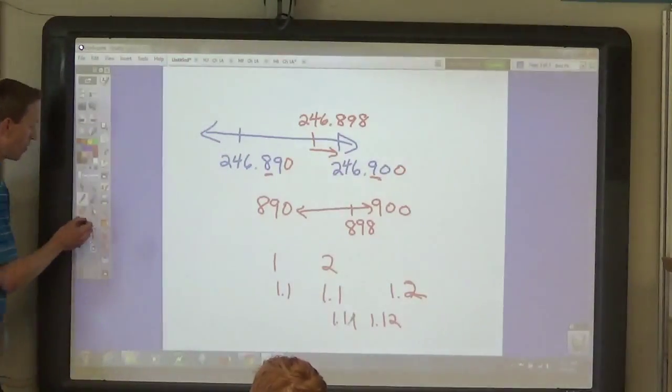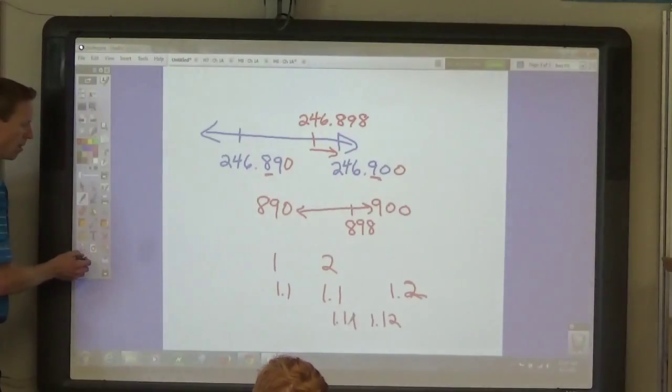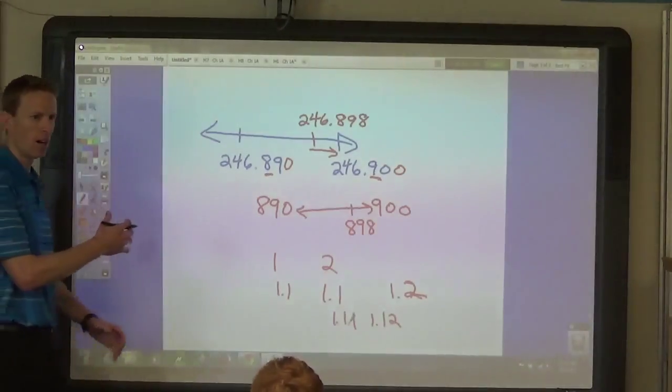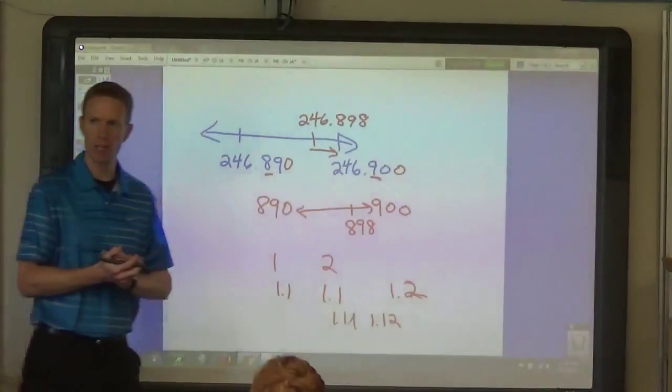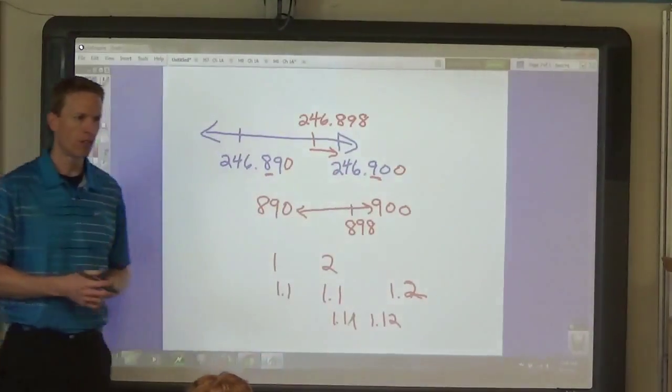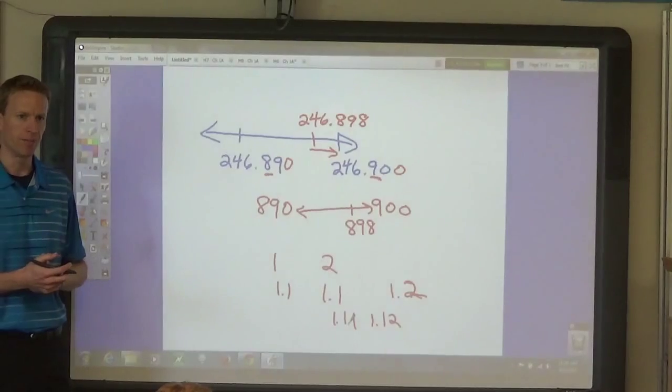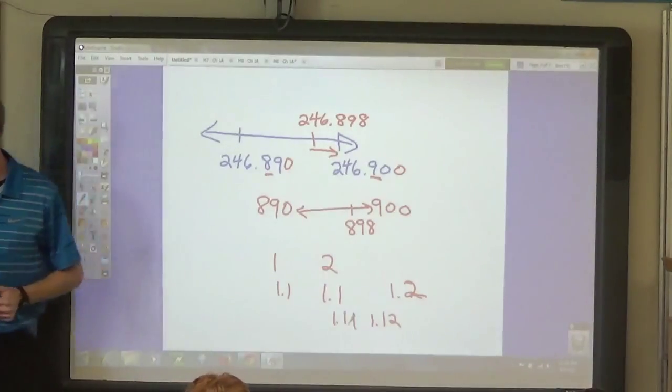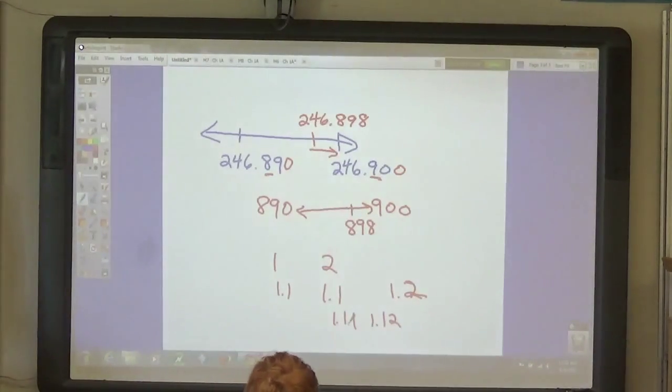So that helps you to figure out where the numbers go in between. When you compare the places, you can figure out how the numbers go in between. Okay? Now, let's go to your lesson.